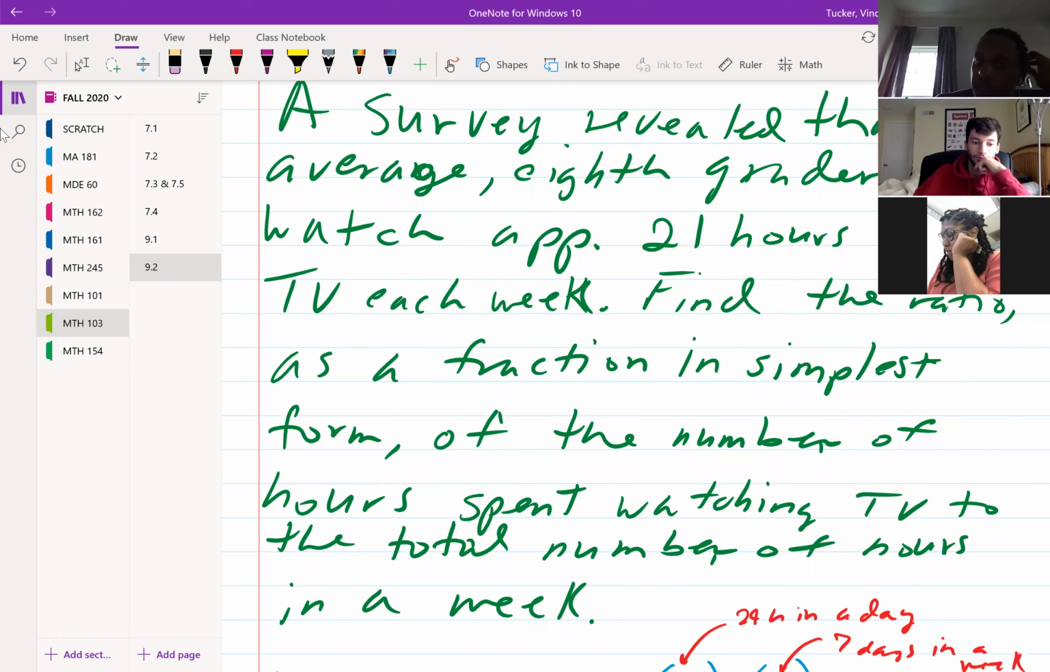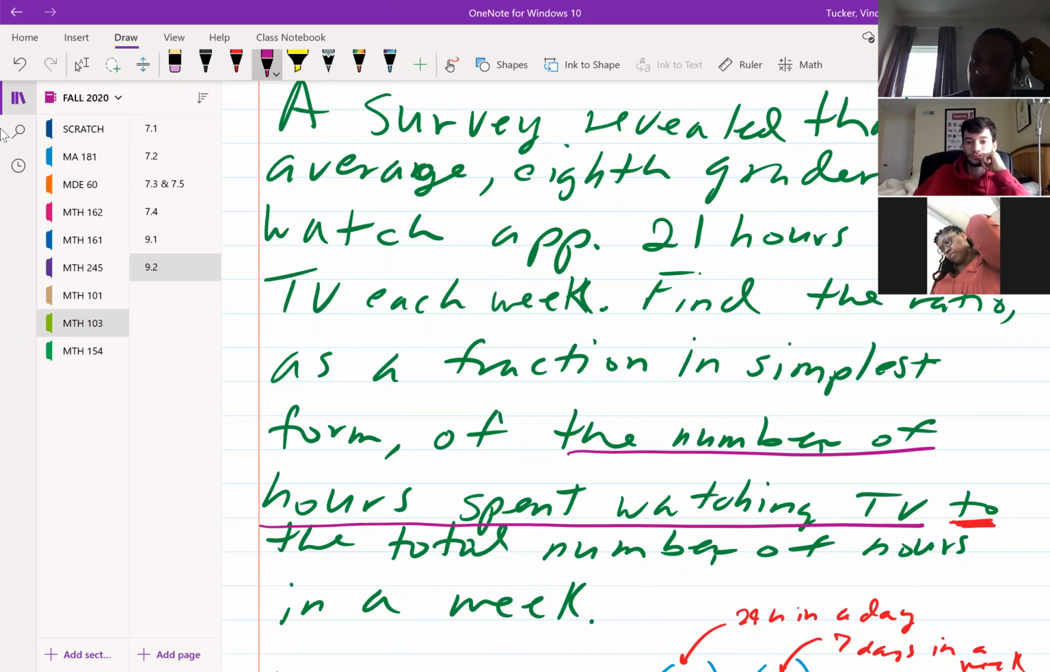So they tell us to find the ratio as a fraction in simplest form. What's going to help us set up the ratio is the keyword to. Whatever's in front of to is my first number or my top number, and whatever's after to establishes my bottom number, my second number. So the number of hours spent watching TV is my first number, and that is the 21. They gave us that number. Then the second number, the description after to, is the total number of hours in a week.